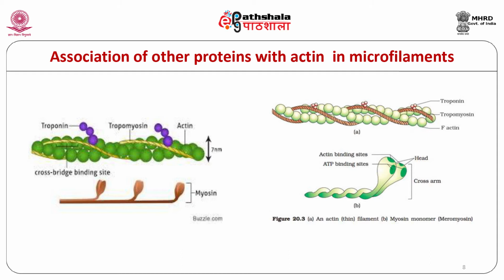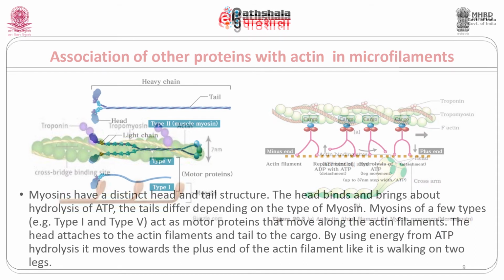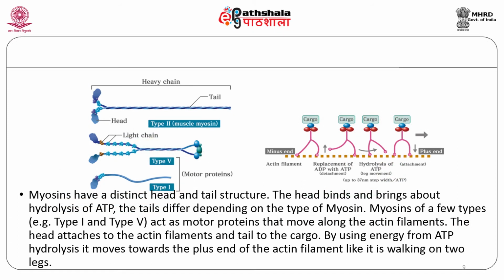Association of other proteins with the actin microfilament is shown in the following diagrams. Myosin has a distinct head and tail structure. The head binds and brings about hydrolysis of ATP. The tail differs depending on the type of myosin.